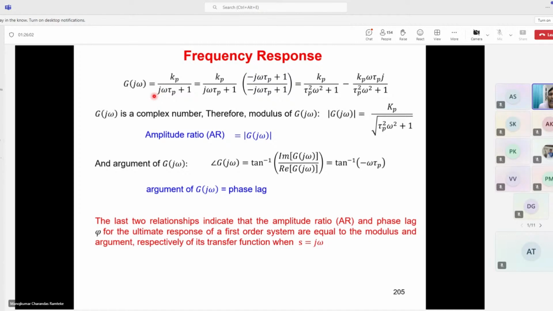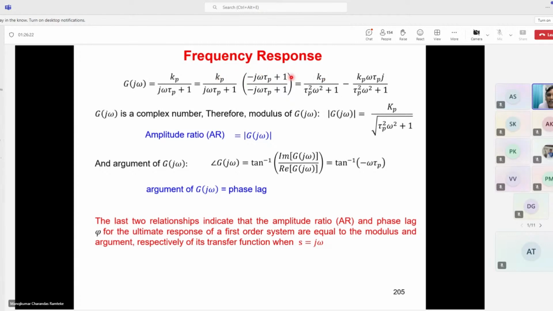Now this iota is in the denominator. So what do I have to do? I have to multiply and divide this entire equation by minus j omega tau p plus 1, so that I can get iota in the numerator. Do you all agree? Correct or not? Yes. So if I do that, what am I going to get? I can multiply this entire term.